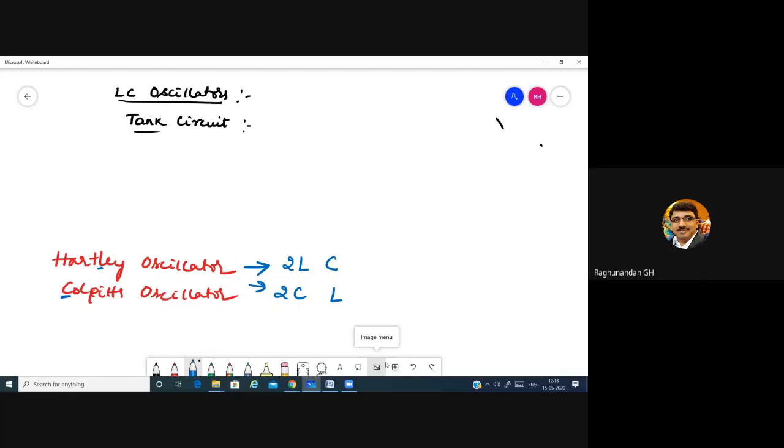That means Hartley will have two inductors and one capacitor in the feedback network. Colpitts will have two capacitors and one inductor in the feedback network. Third, the amplifier is as it is, what we have for our voltage divider bias circuit. The same amplifier circuit is applicable here also.